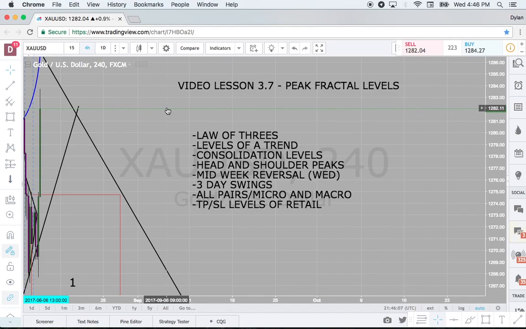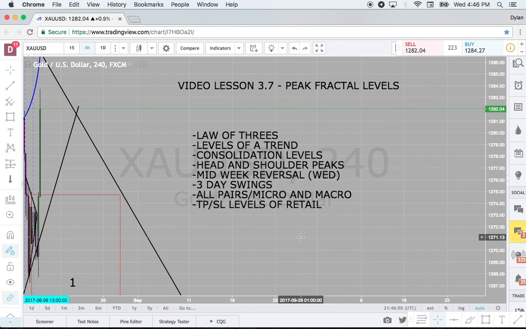Video lesson 3.7, Peak Fractal Levels. Alright, getting started with this video lesson. This is a very unique video lesson that we are going to start digging into. These levels happen on micro and macro scales, so it's really important to understand the different time frames that you're looking at and just seeing the different levels in each time frame.